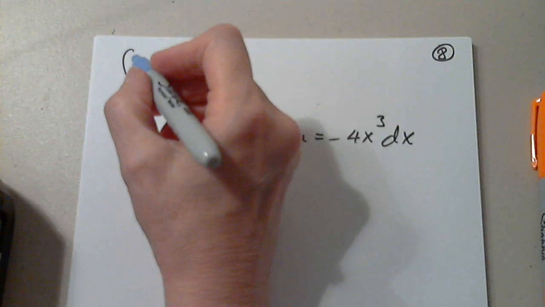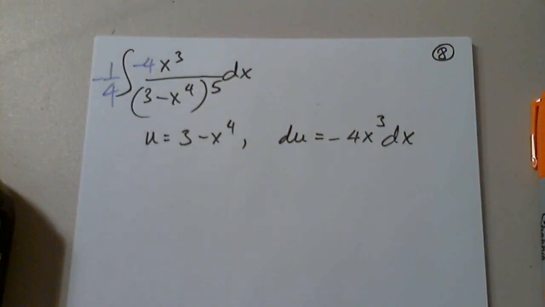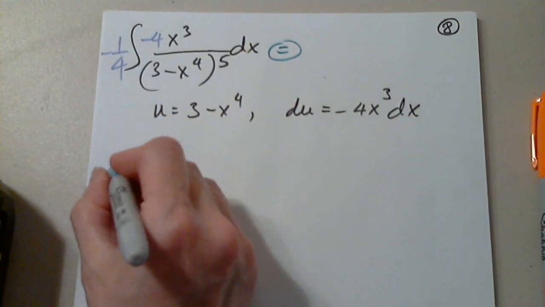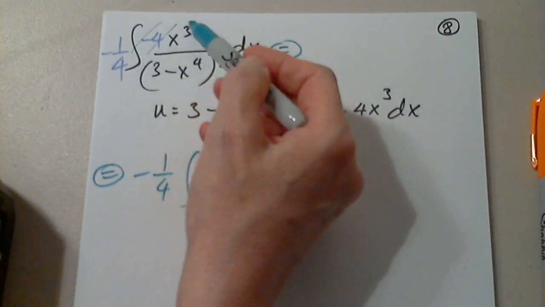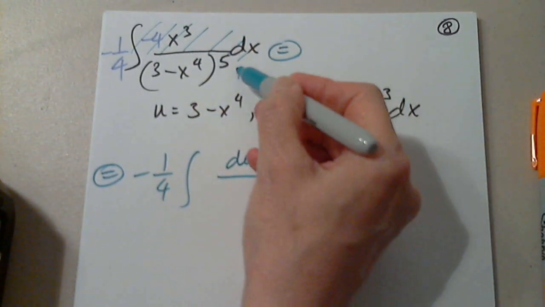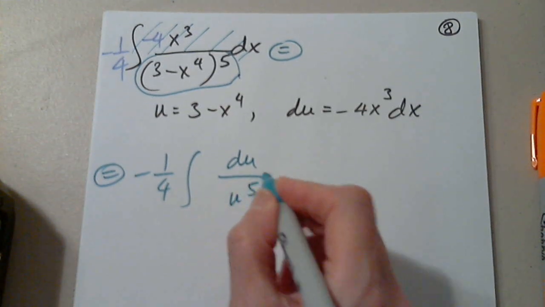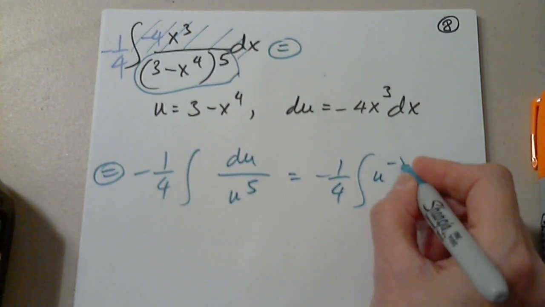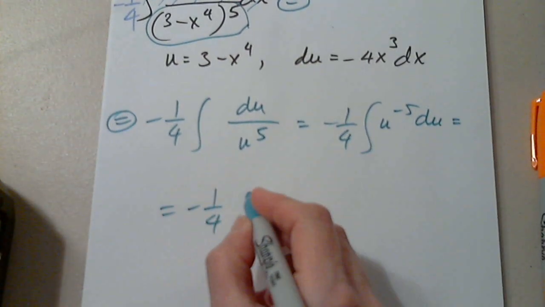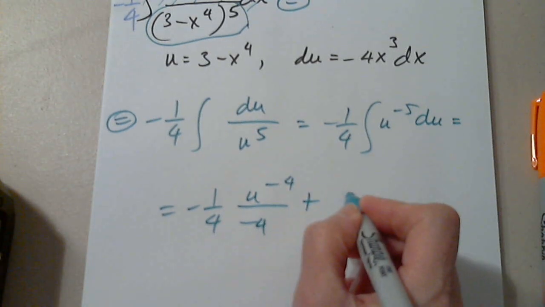So then I need a negative 4. Who cares? Multiplying the numerator by negative 4 and the denominator by negative 4 never hurt anyone. So then, negative 1/4 in front. This is the du. But what is this? U to the fifth. Very good. So negative 1/4, the integral of u to the negative 5 du, negative 1/4, u to the negative 4 over negative 4, plus a constant c.